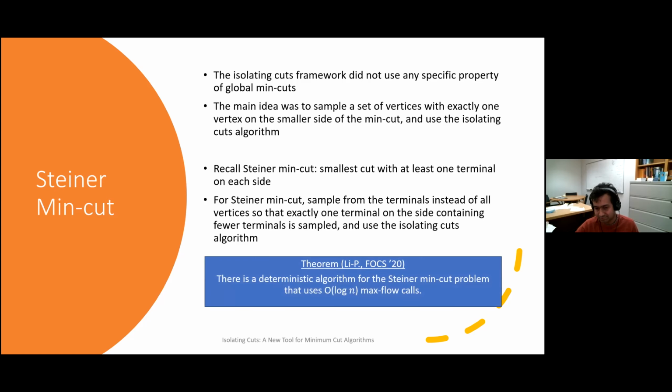And this is the statement that you get. There's a deterministic algorithm for this problem that uses log n max flow calls. And as I said earlier, when I say that it uses log n max flow calls, I'm taking the liberty of calling that last step a single max flow call, although it's really a lot of max flow calls that add up to the cost of just one call. But for Steiner min cuts, this wasn't known even if you allowed randomization. For global min cuts, if you allowed randomization, fast algorithms were already known. For Steiner min cuts, no algorithm was known even if you allowed randomization.